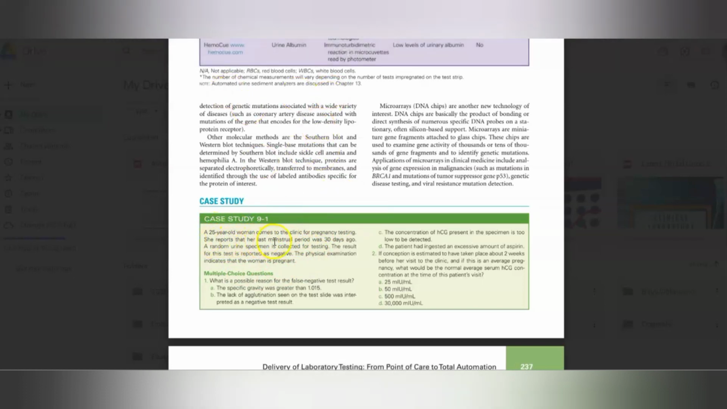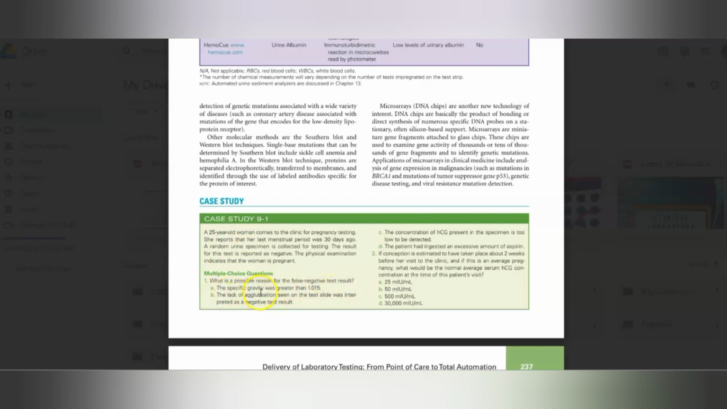A 25-year-old woman comes to the clinic for pregnancy testing. She reports that her last menstrual period was 30 days ago. A random urine specimen is collected for testing. The result of this test is reported as negative. The physical examination indicates that the woman is pregnant. You are asked questions for this scenario. What is a possible reason for the false negative test results?